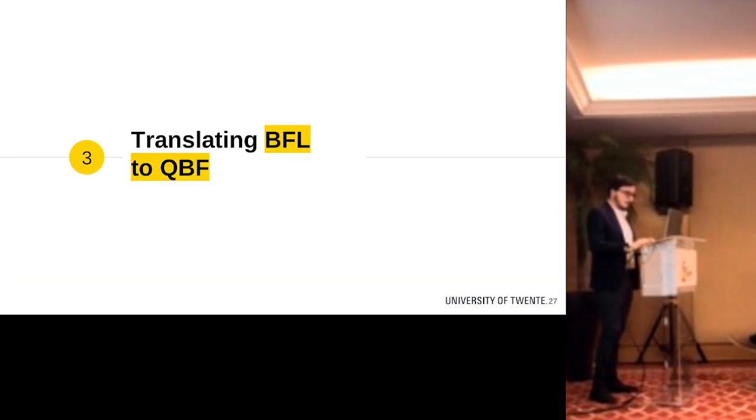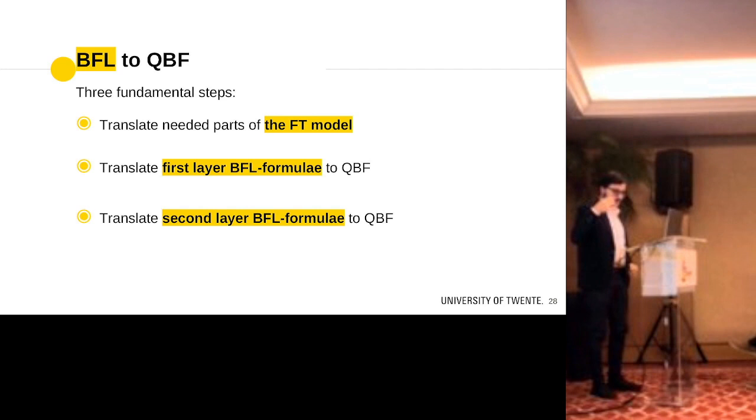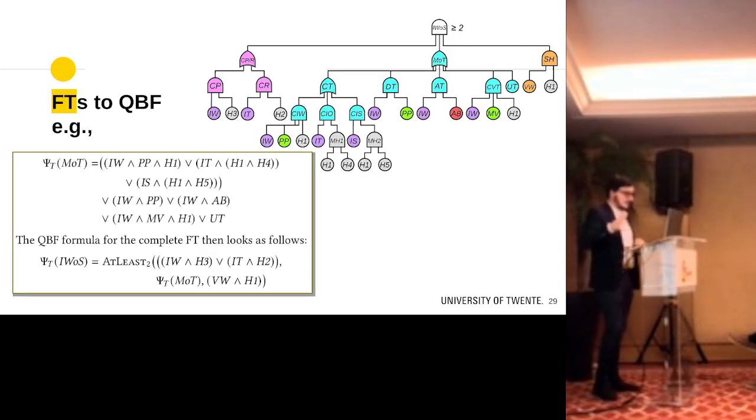And I'll briefly pitch you the idea on translating BFL to QBF. So there are, of course, 3 fundamental steps in this process. We only translate needed parts of the fault tree model that end up in the formula. We then translate subsequent first layer and second layer BFL formulae. And as you can probably imagine, there is a direct comparison between what you can see in the image and what is written there. So fault trees are already kind of Boolean functions, so there's not much surprise there when you translate the fault tree to QBF.